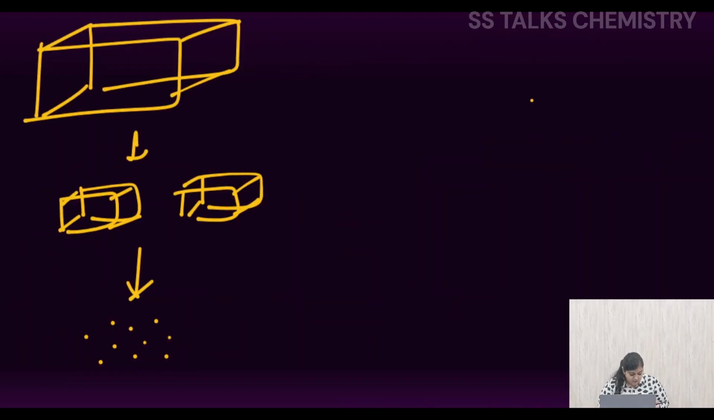So you can see from the bulk one, this is the bulk material I am taking. I want to go into the nanoscale region. What I'll be doing is breaking it into smaller species. So till I reach the smaller species, a lot of the material will get wasted in this, right? So this is the biggest disadvantage of the top down approach.